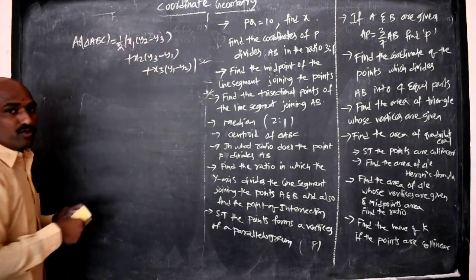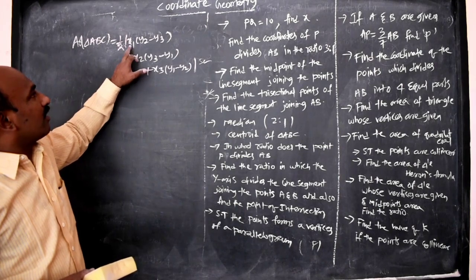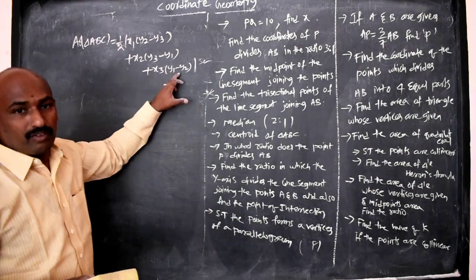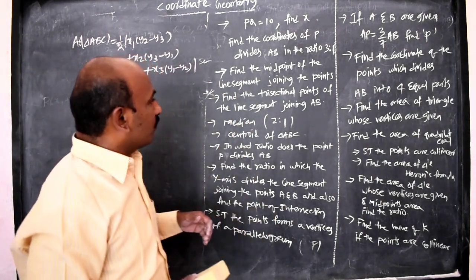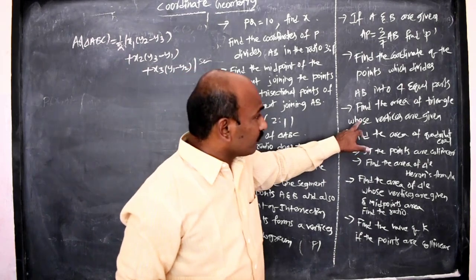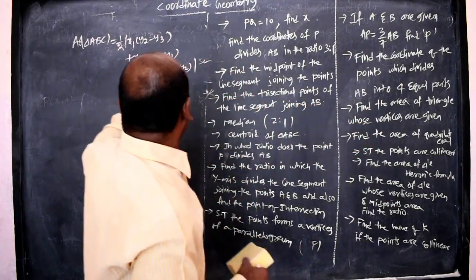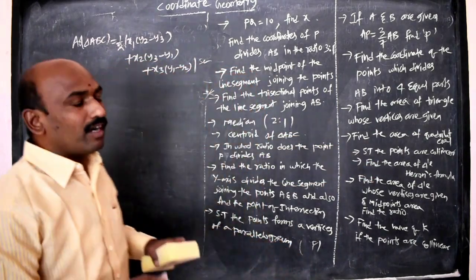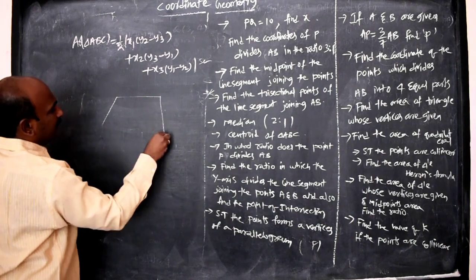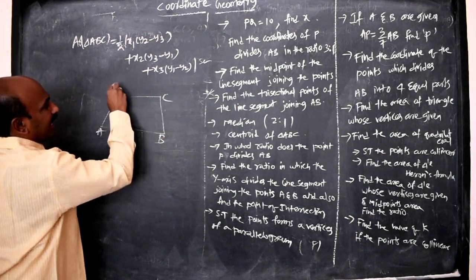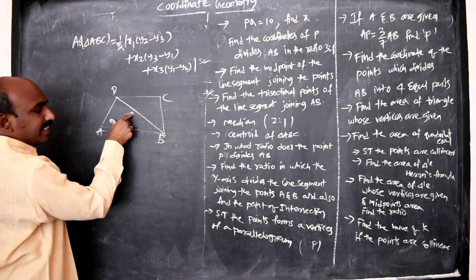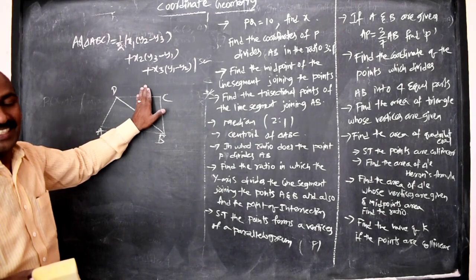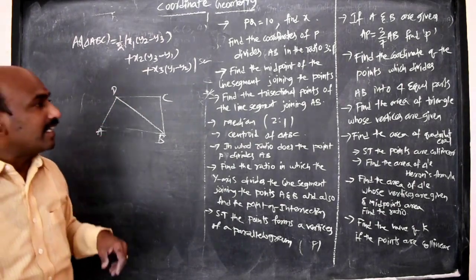This is always a positive value. Here we can see the cyclic order: x1 (y2 minus y3), x2 (y3 minus y1), x3 (y1 minus y2). This is the formula we can derive. When the vertices are given, we can get the area of a triangle by applying this formula. And also find the area of a quadrilateral. For the area of a quadrilateral, using this formula only, we divide it into 2 triangles with a diagonal. Draw the diagonal and get the area of this triangle as well as the area of this triangle by applying this formula. Then add them, and you will get the total quadrilateral area.